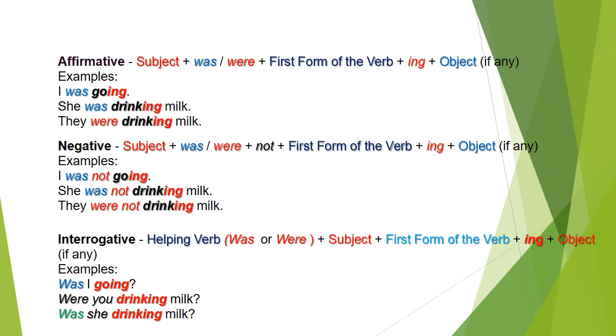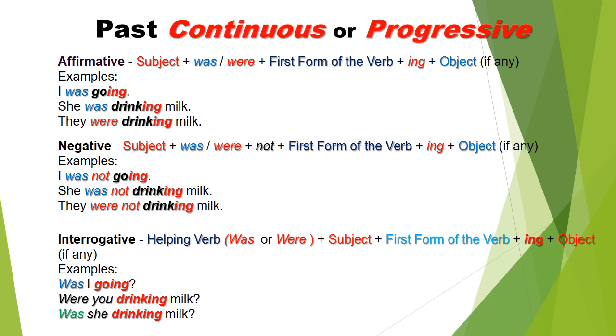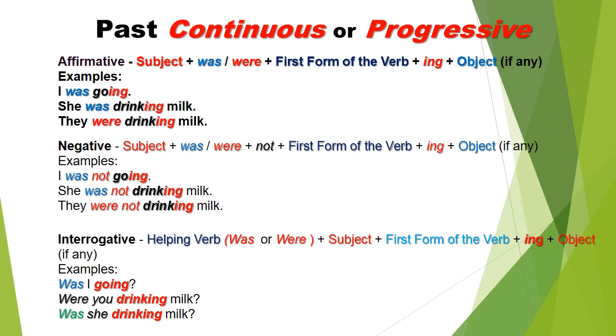Past continuous suggests an action in progress at some point of time in the past. Children, now let us see the construction. For affirmative sentences, the construction will be subject plus was or were, these are helping verbs, plus first form of the verb plus ing plus object. The examples are: I was going, she was drinking milk, they were drinking milk.